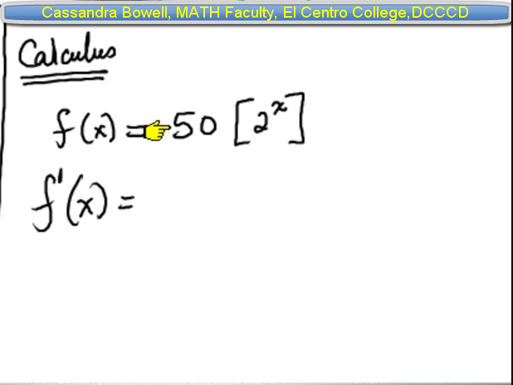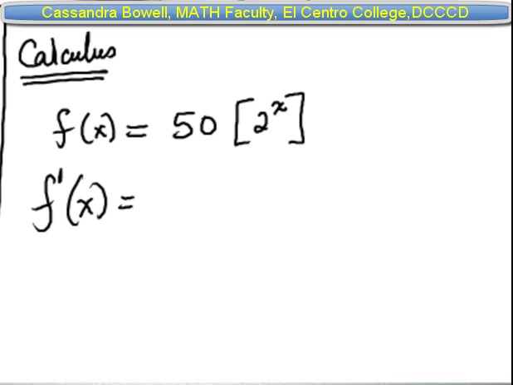A couple questions came up this past weekend. What about this 50? That 50 is not a term by itself. That 50 is a coefficient. So we talked about the fact that coefficients can come across the differentiation. So we have this for our next step.